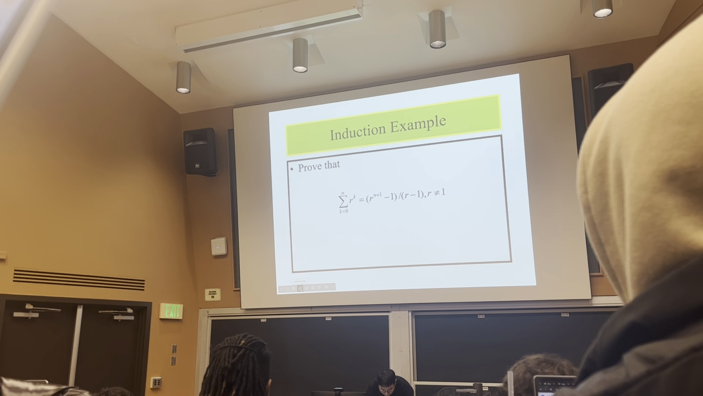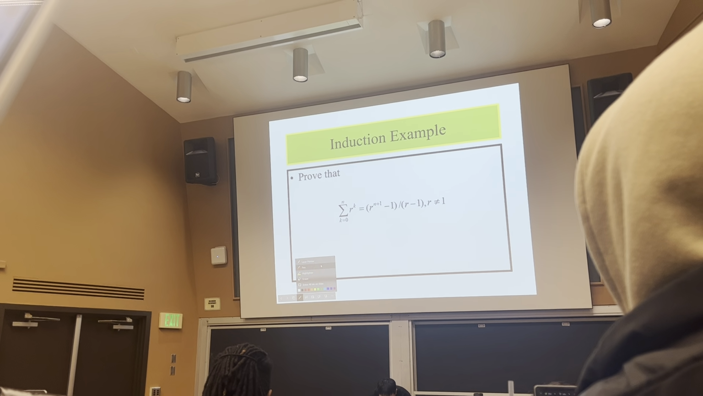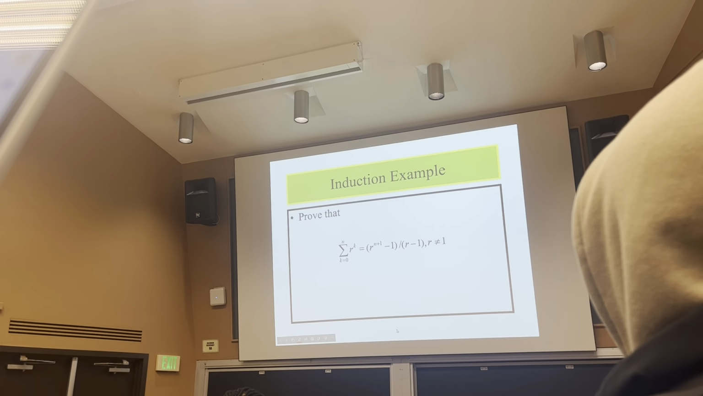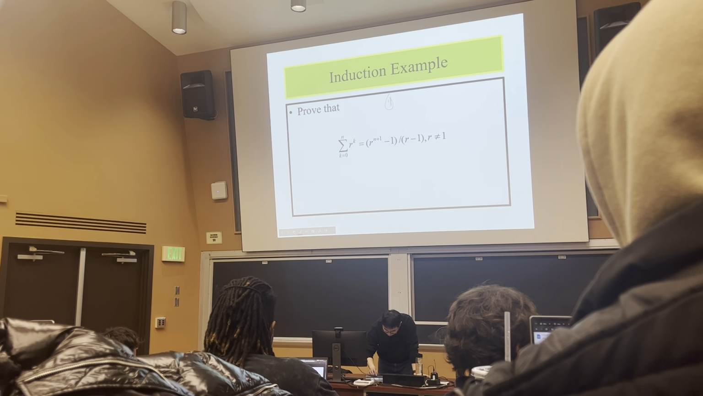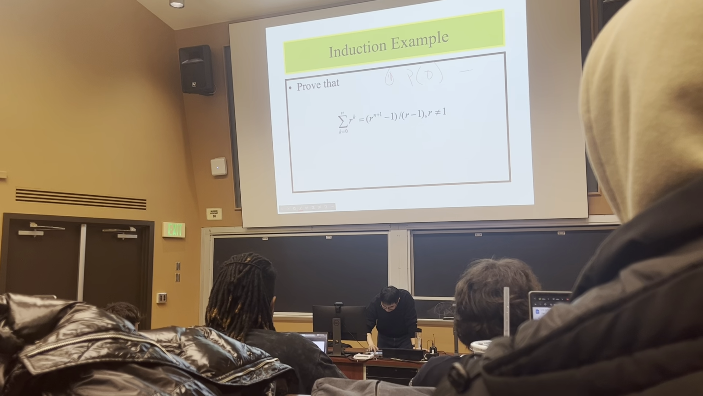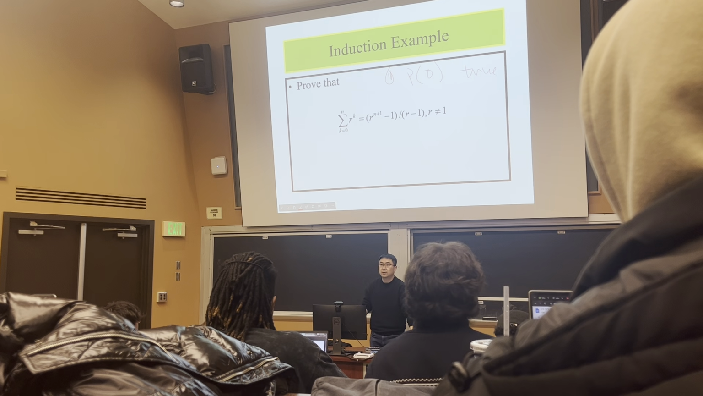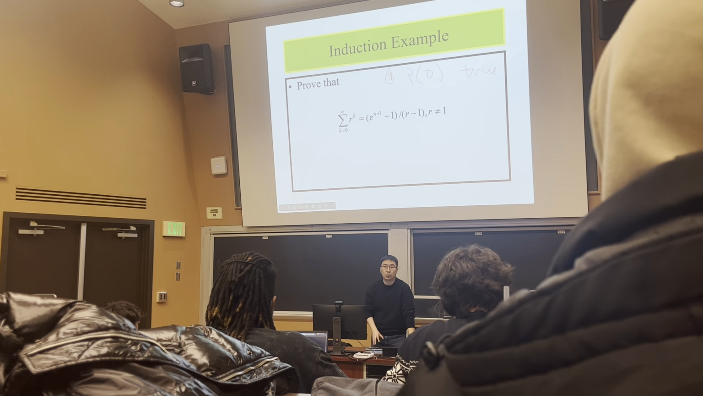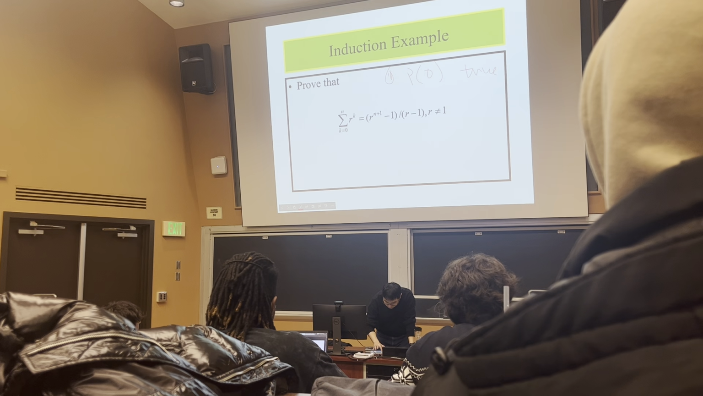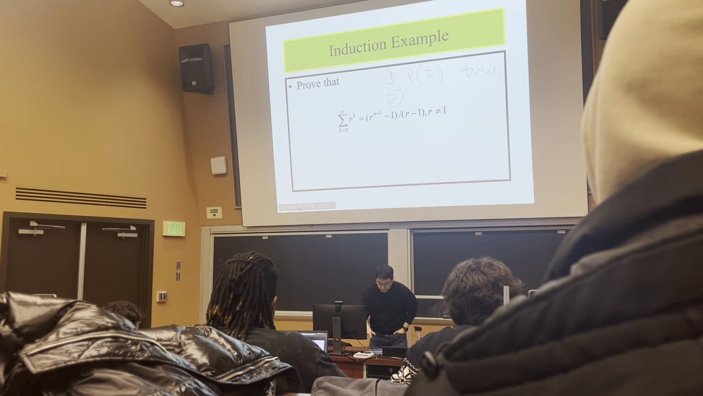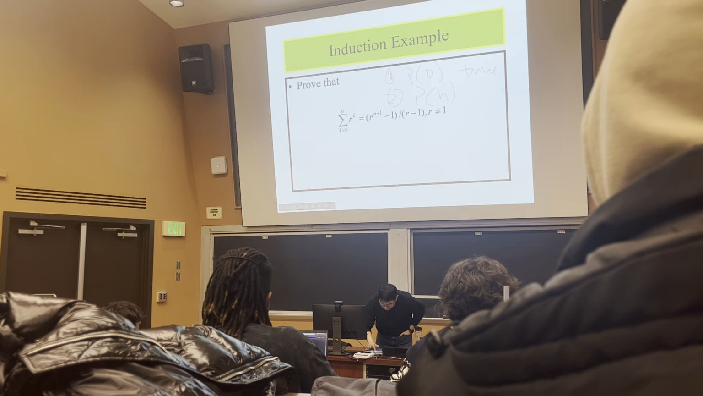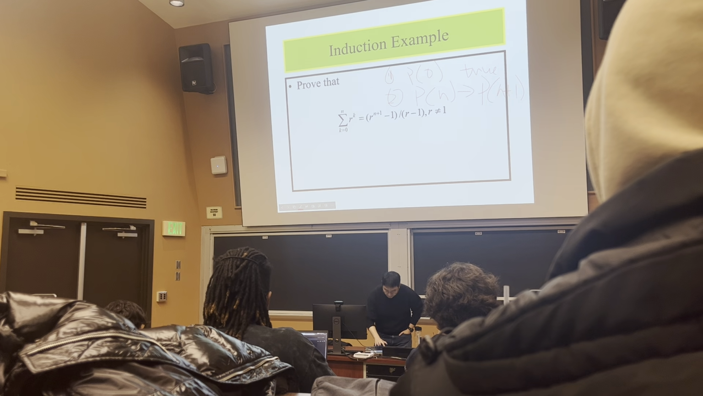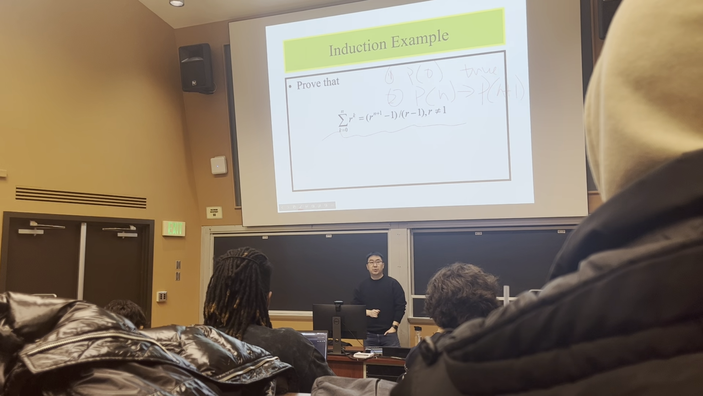I think I can maybe write it here. So step one, you show that P of 0 is true. It's done, pretty easy. Because when n is 0, the left-hand side is 1, the right-hand side is 1, no problem. And step 2 is the inductive step. You want to show that if P of n is true, then P of n plus 1 is true. And this statement is about P of n.